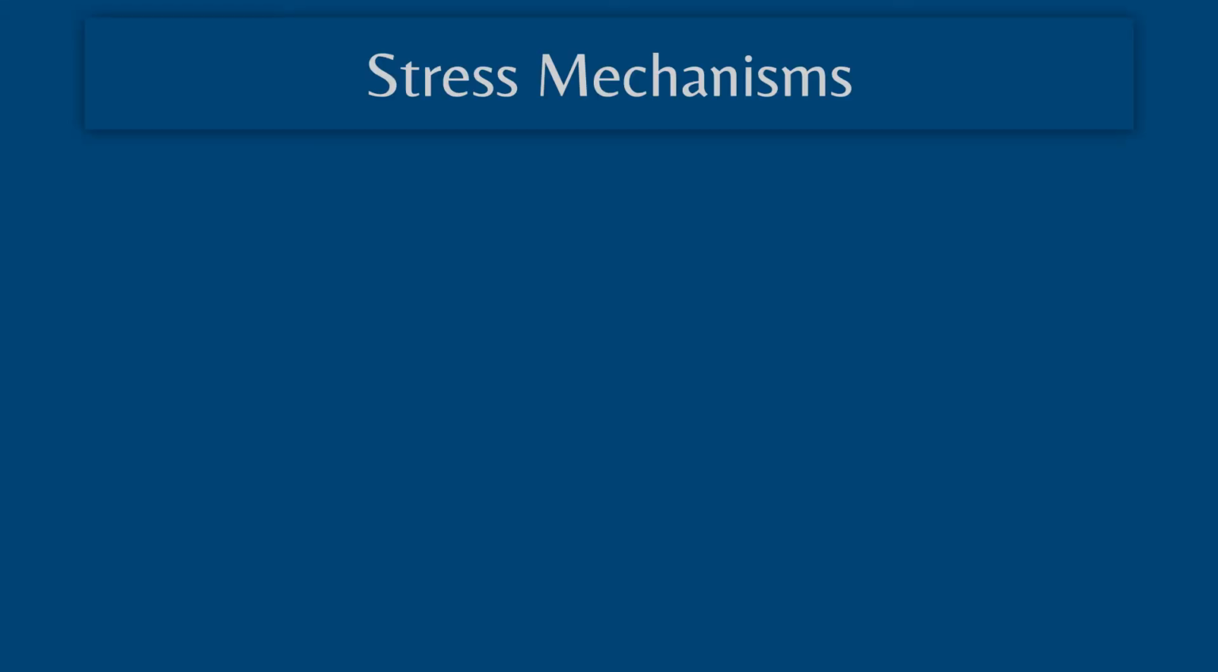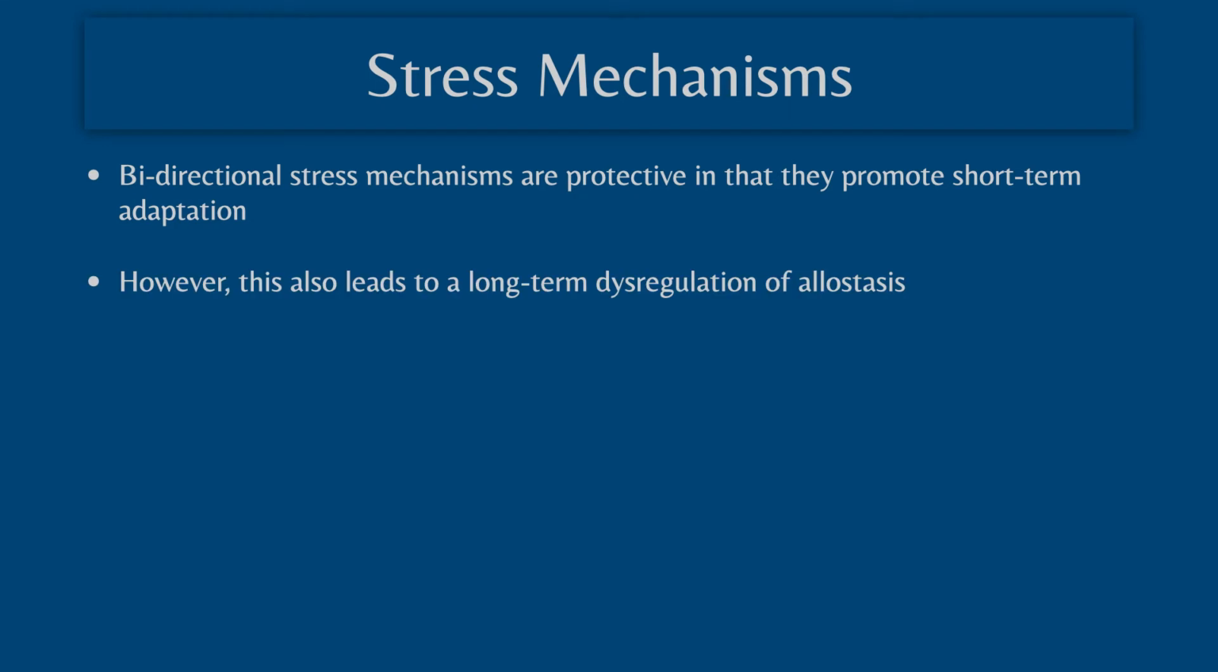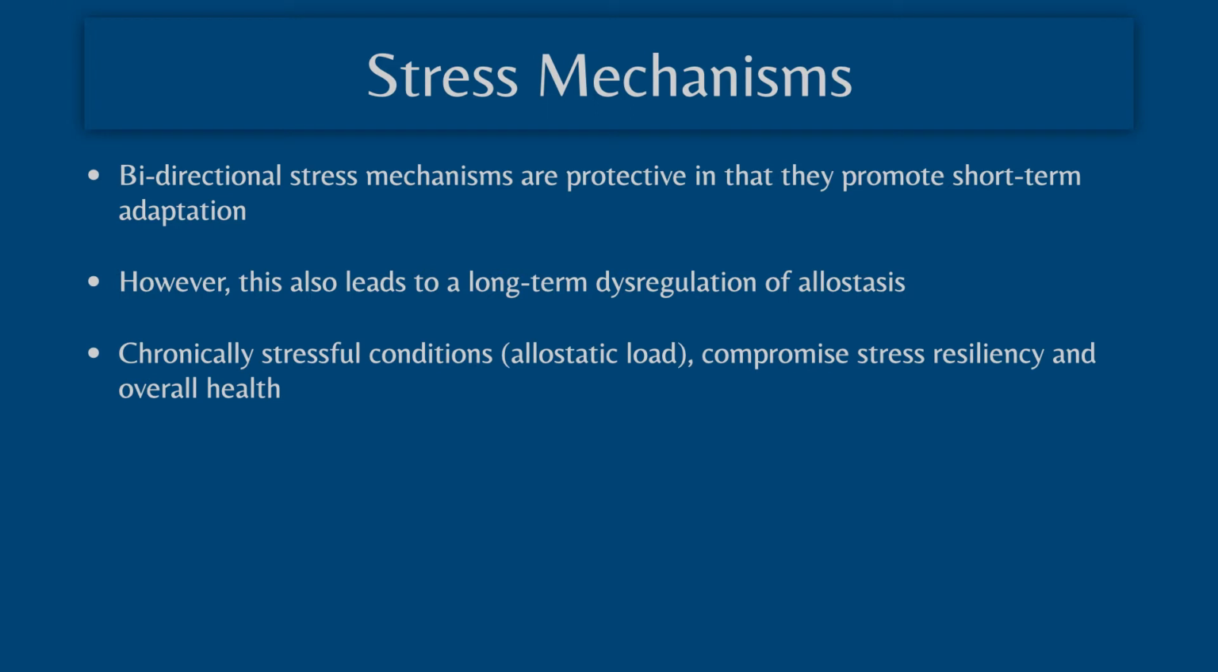In one respect, these bidirectional stress mechanisms are protective in that they promote short-term adaptation or allostasis. However, these stress mechanisms can then lead to a long-term dysregulation of allostasis in that they promote maladaptive wear and tear on the body and the brain under chronically stressful conditions, or allostatic load, compromising stress resiliency and overall health.